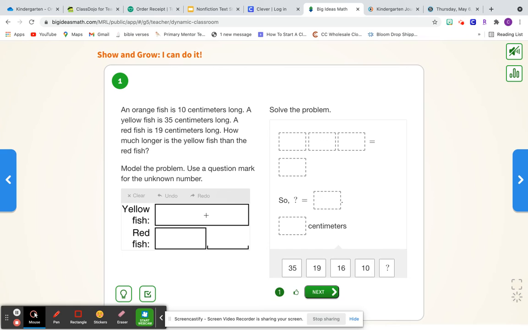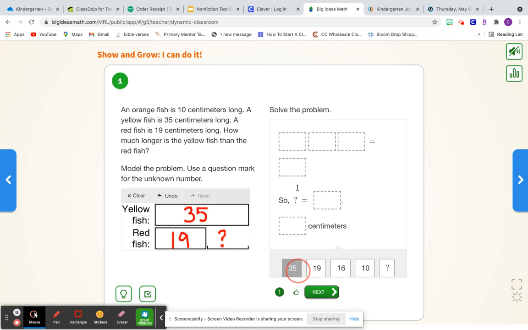So the yellow fish is the whole. So the yellow fish is 35 centimeters. Our red fish is 19 centimeters. So 19 plus question mark is 35.